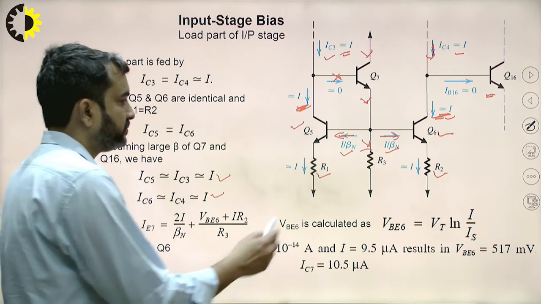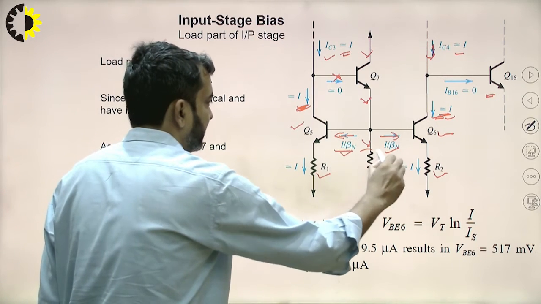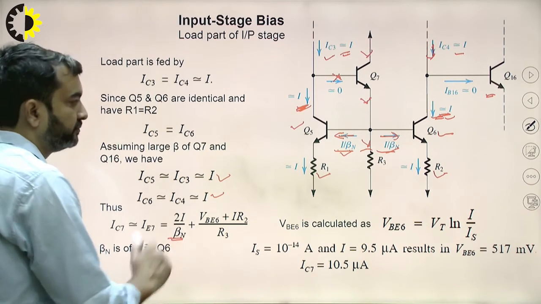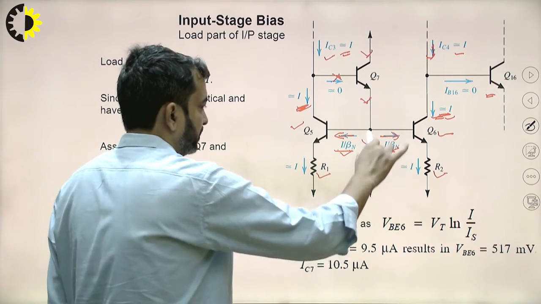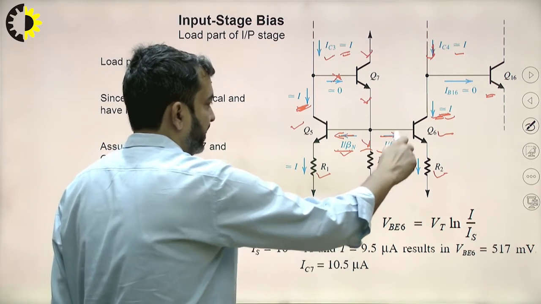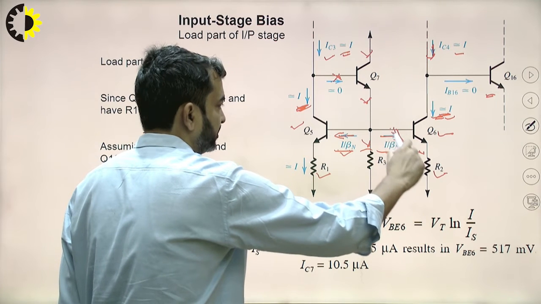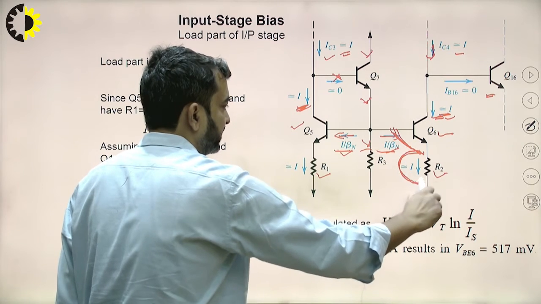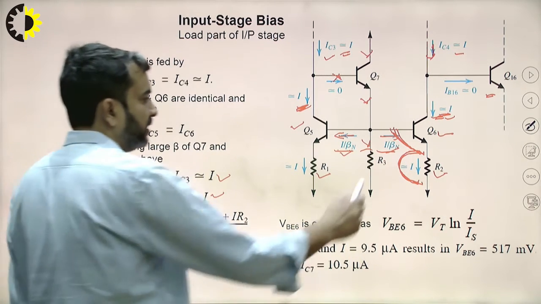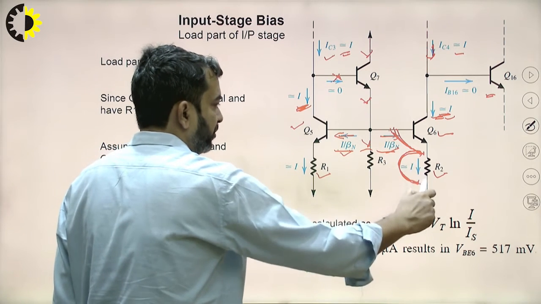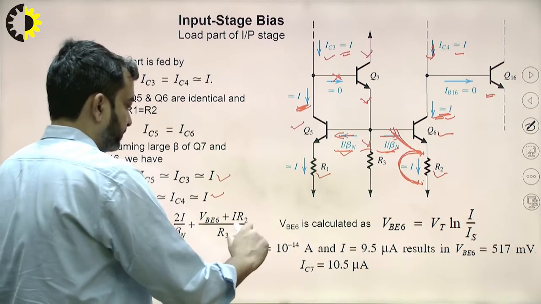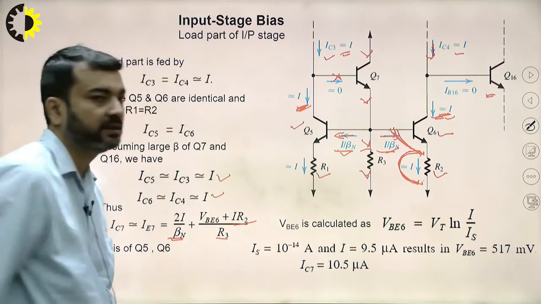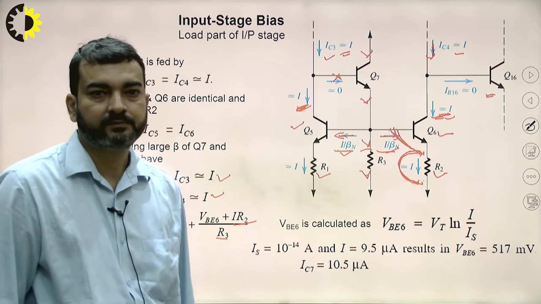Here the net base current will be twice I upon beta n, this term, and the drop across resistance R3 is given by the base emitter voltage of transistor Q6 and the drop across this resistance, that is R2. So we will say VBE6 plus I dot R2 divided by R3 is the current flowing in this R3 resistor.